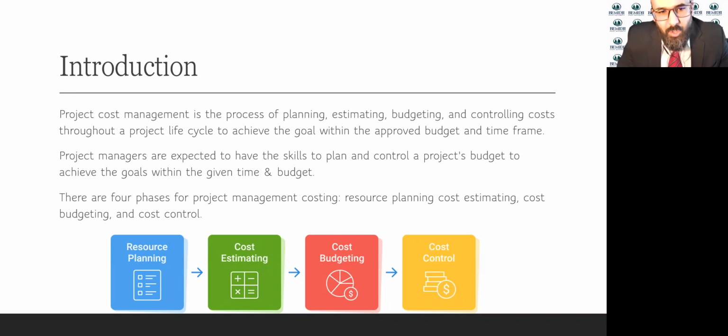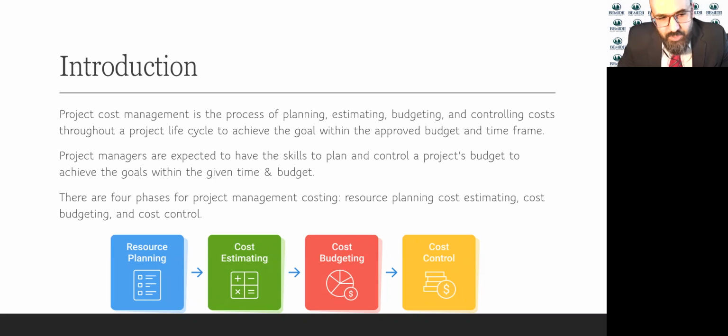So the whole idea of managing the project in the project cost management is to achieve the goal of finishing the project within the approved budget and within the time frame. Now, project managers are expected to have these skills to plan and control the project budget. And again, the goal, one more time, is to finish the project within the specified time and the given budget.